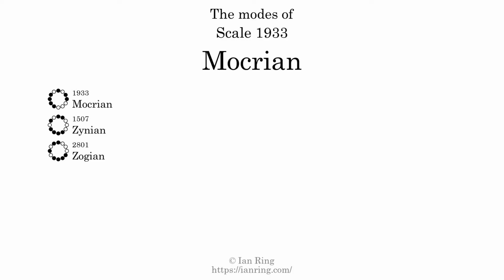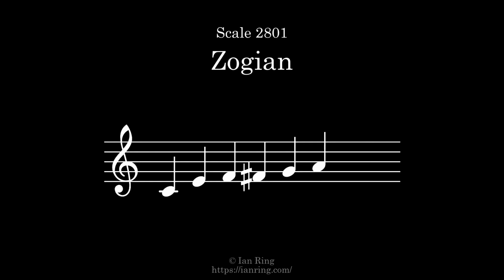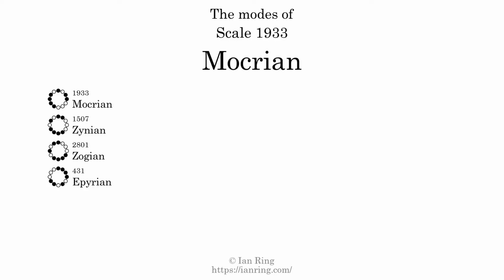The third mode is scale 2801, also known as Zojan. It sounds like this. The fourth mode is scale 431, also known as Empyrean. It sounds like this.